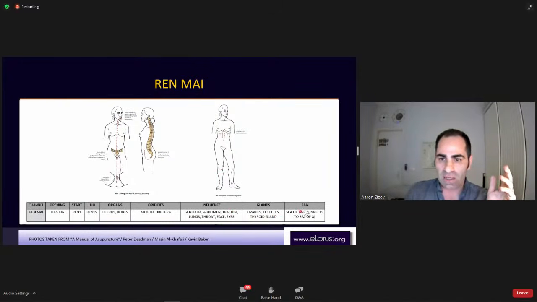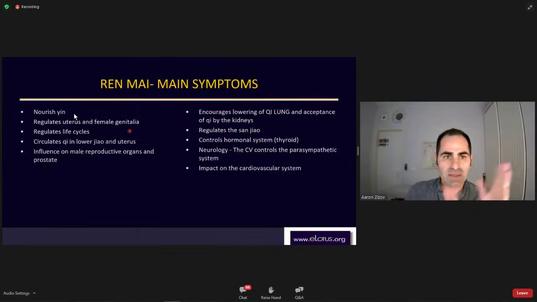So glands, Sea of Yin connects to the Sea of Qi. Again, the nourishment of Yin is very important, all the effect of the hormonal issues and all the aspects of gynecology and fertility and basically all that, which is very important with the Renmai.